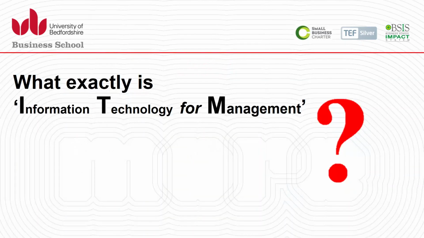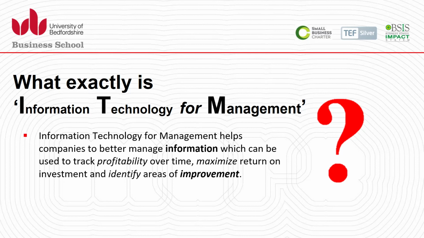So the question is, what exactly is information technology for management? We believe that for worldwide industries, most business transactions and operations cannot be conducted in the 21st century without technology in place. Information technology for management helps organizations better manage information, which can be used to track profitability over time, maximize return on investment, and identify areas of improvement.